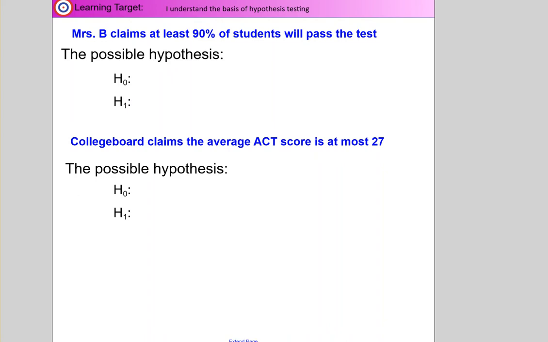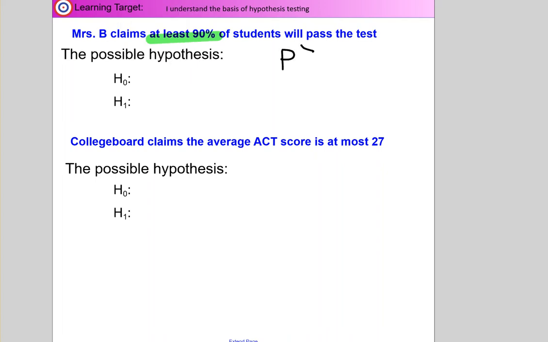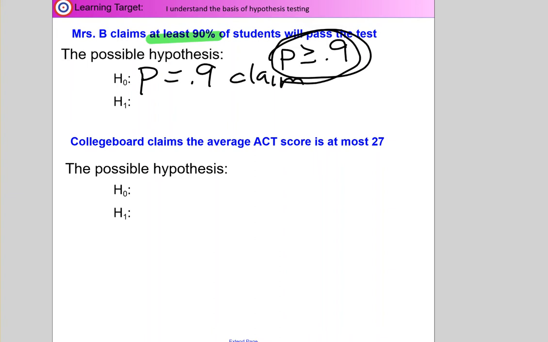So Miss B claims at least 90% of her students pass the test. This is a big thing. If it says at least, that means I'm claiming that 90% or more are going to pass. Not more than; at least means 90% or higher. So my claim has equality in it, right? It's greater than or equal to. We're only going to write it as equal to, but this is my claim, because for the null hypothesis we only use equal. And then my alternative is the opposite of that. So if greater than or equal to is my claim, then the alternative is less than. Remember, this is the exception when our claim has equality in it.